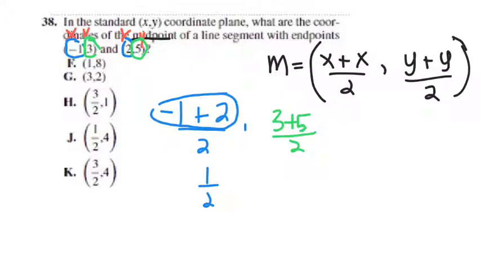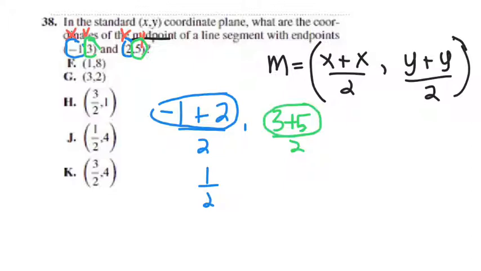Okay, so if this was the real ACT or SAT, I would circle J now and move on and not figure out the rest of it, because you only have about a minute per question. So you got to save as much time as you can. Okay, but since this is not the real test, I'm going to continue to work.